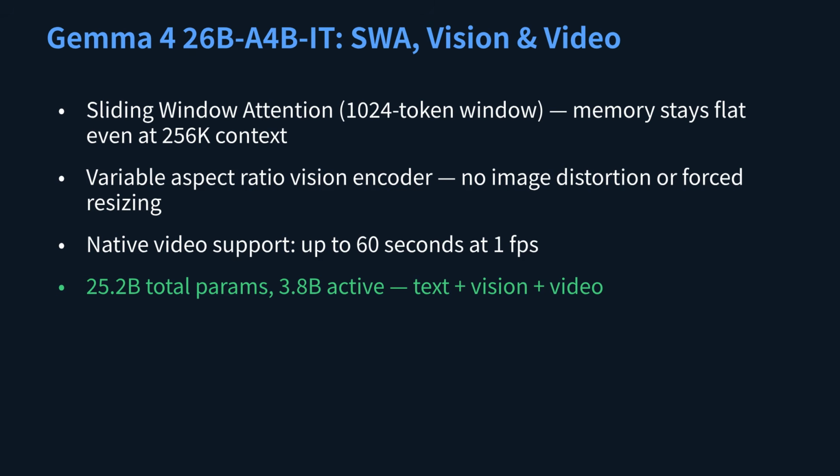Gemma 4 uses sliding window attention (SWA), which only attends to the nearest 1024 tokens at each layer. This keeps memory usage from exploding even when processing a 256K context. It also has a vision encoder that supports variable aspect ratios, meaning it doesn't distort or resize your images before processing them. And it natively handles video at up to 60 seconds and 1 frame per second, something neither of the other two models can do.